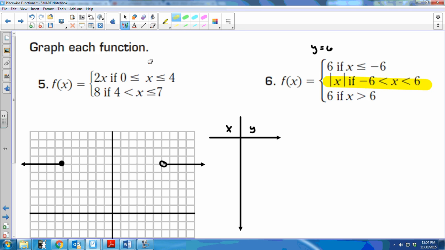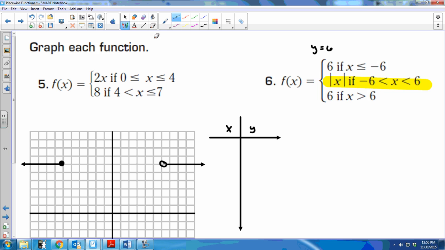Absolute value of x, if x is between -6 and 6. What does the graph of the absolute value of x look like? What does an absolute value graph look like? What shape does it make? A V. It makes a V. If you aren't sure of that, then you need to make sure you include a variety of values in between -6 and 6 so you know what shape it makes. You know it doesn't make a straight line, so you need to put in some negative and positive values so you know what the shape is going to be.